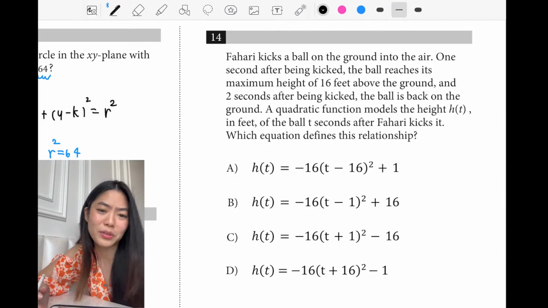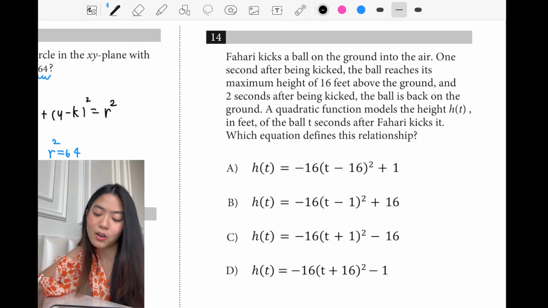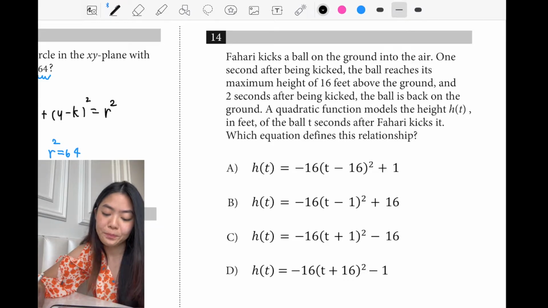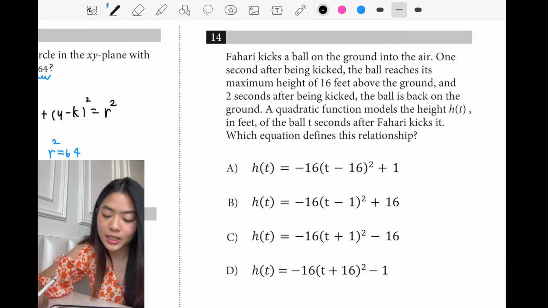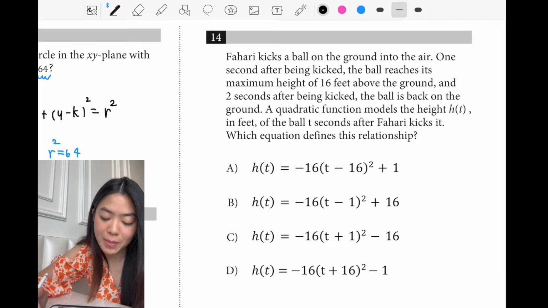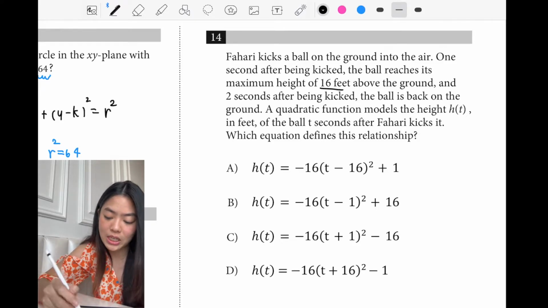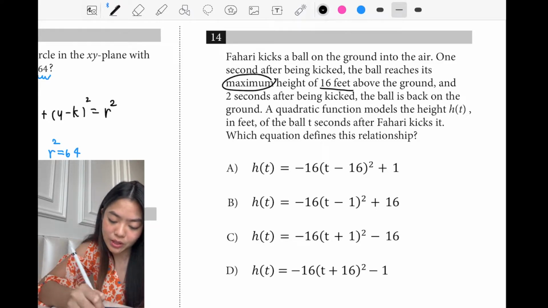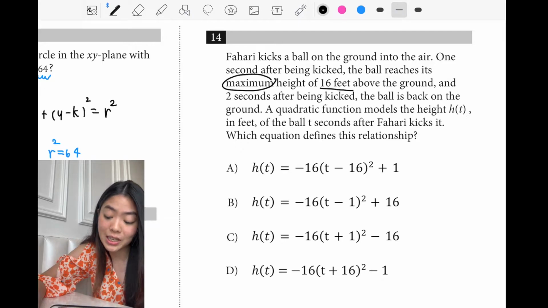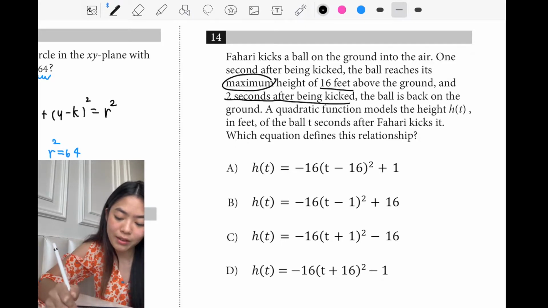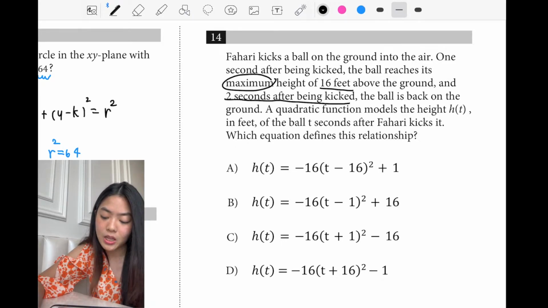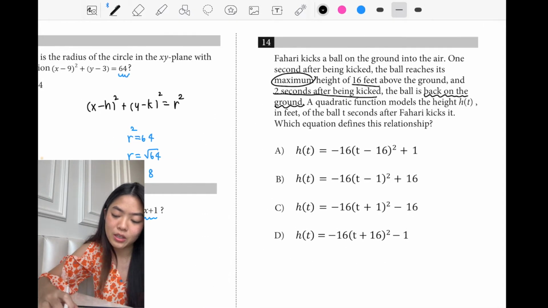Next, 15. Farahi kicks. Who is Farahi? Farahi kicks a ball on the ground into the air. 1 second after being kicked, the ball reached its maximum height of 60 feet. Okay, so we know that the maximum height is 60 feet, and 2 seconds after being kicked, the ball is back on the ground. So 1 is 2, second is back on the ground.